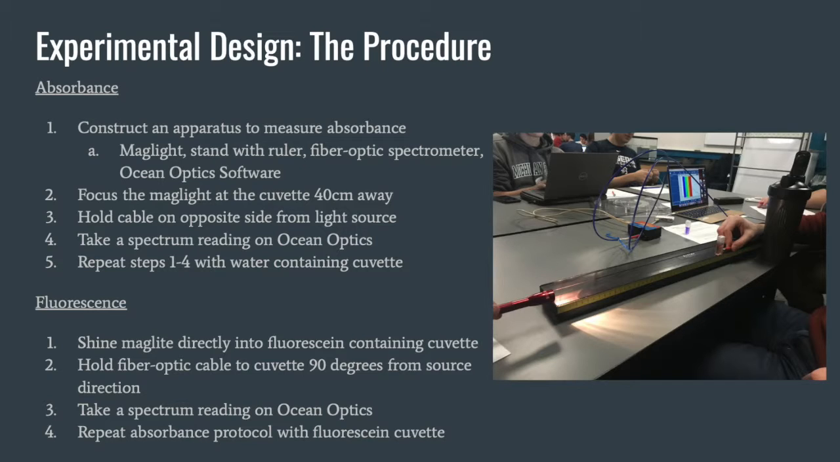Fluorescence was collected by shining a mag light directly into a fluorescein-containing cuvette. However, this time the fiber optic cable was held 90 degrees from the source direction. Measurements were recorded the same way using the Ocean Optics software.